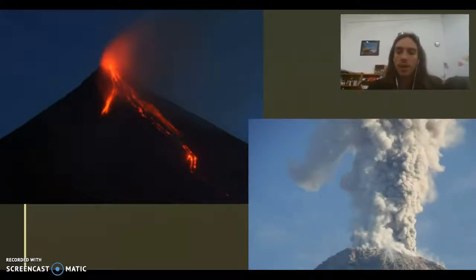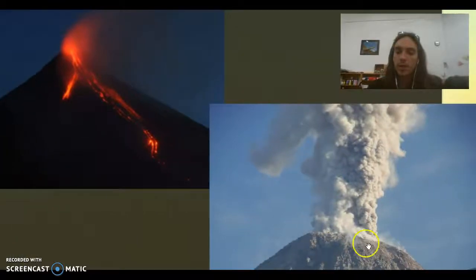But right here, we've got an example of a very explosive eruption. We've got a bunch of ash streaming into the atmosphere. This gas right here is an indicator of pyroclastic flow. Right before this happened, a whole bunch of this gas escaped and went down the mountainside, and so pretty much everything on that side got incinerated.